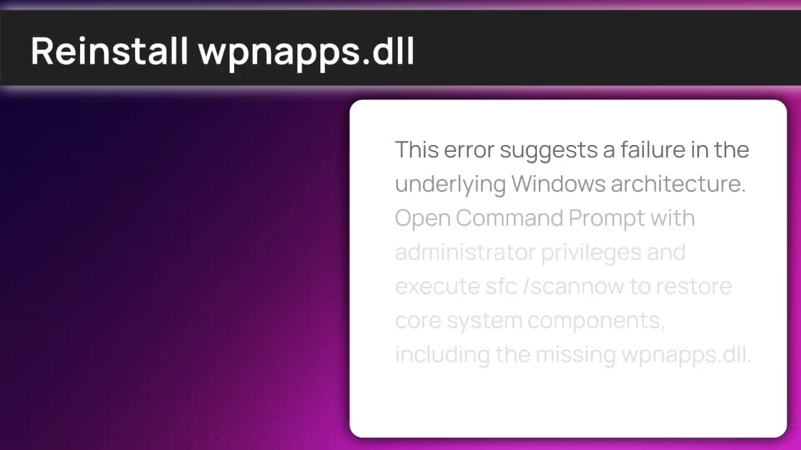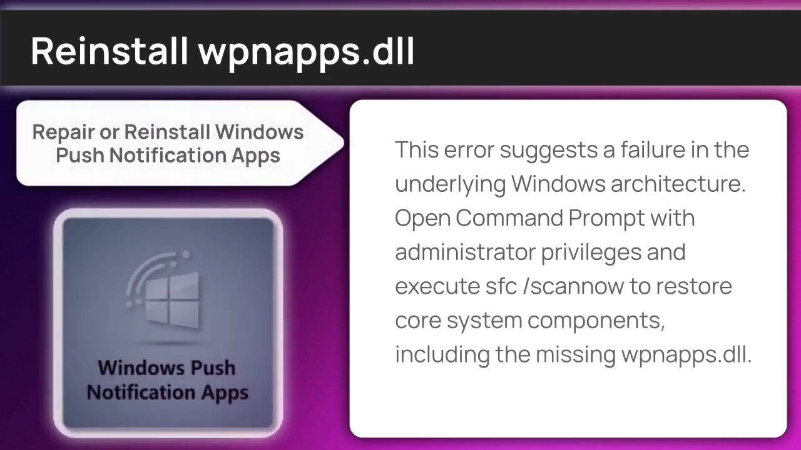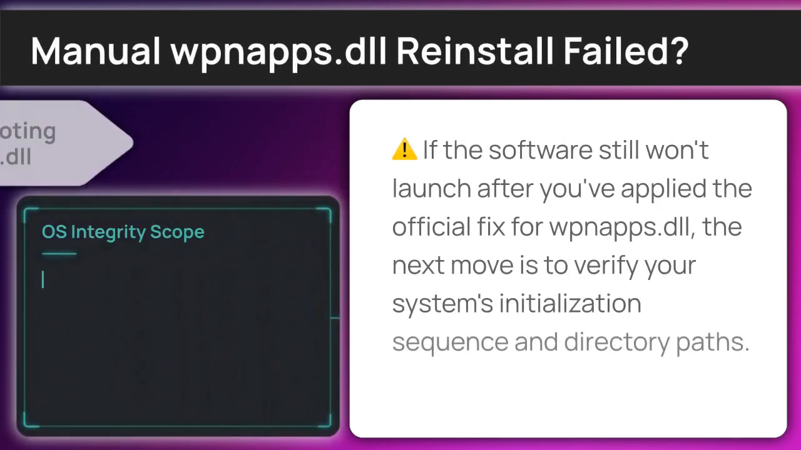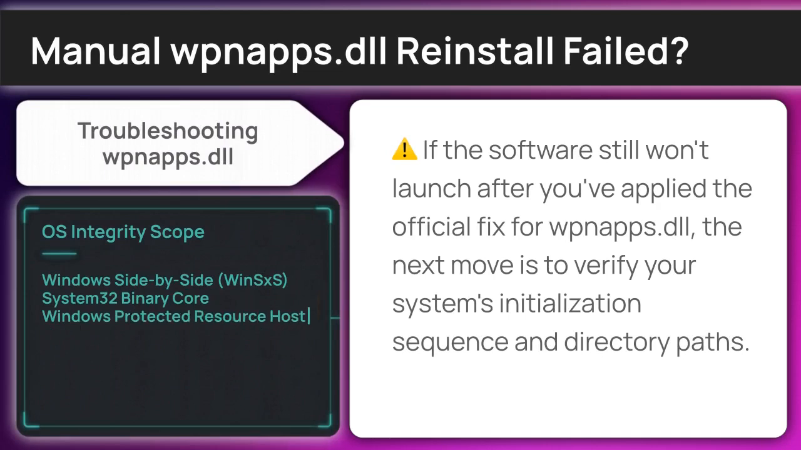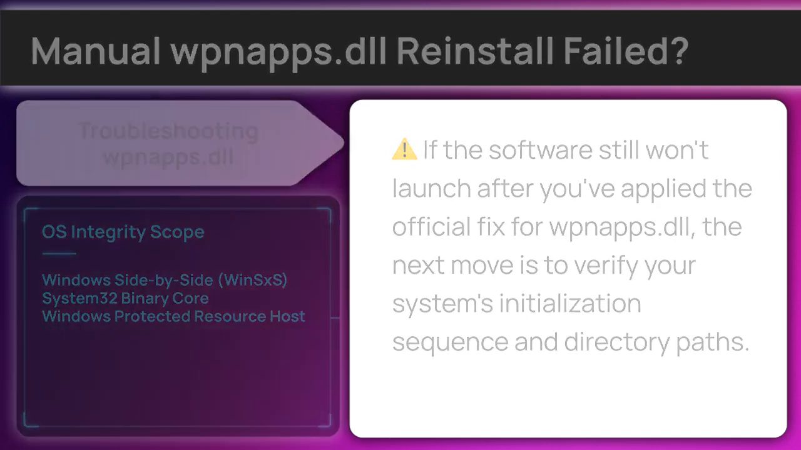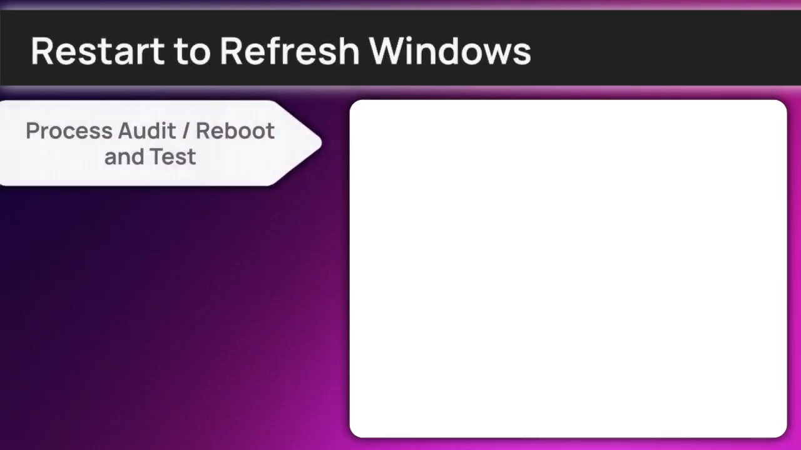This error suggests a failure in the underlying Windows architecture. Open Command Prompt with administrator privileges and execute sfc /scannow to restore core system components, including the missing Wpnapps library DLL. In the event the error remains visible, it indicates we need to verify the environment's ability to register new shared resources. A quick reboot can determine if the error is transient.